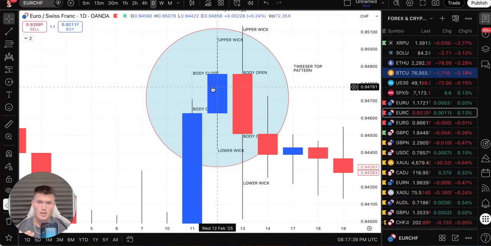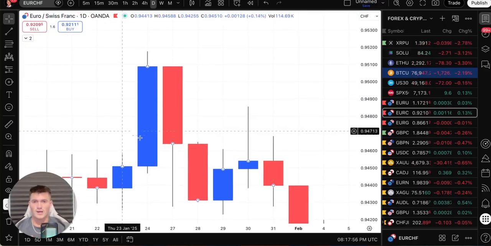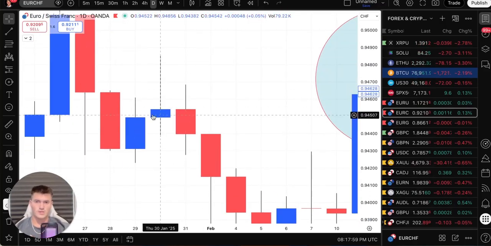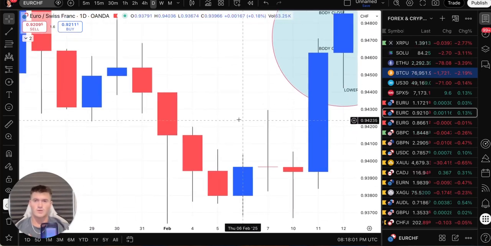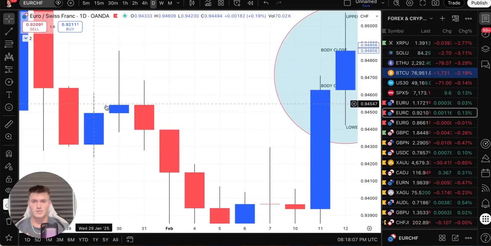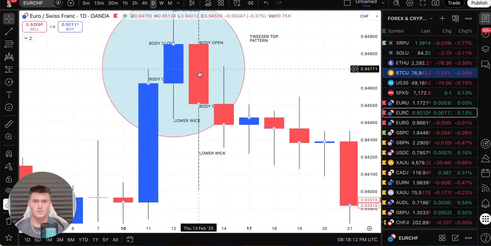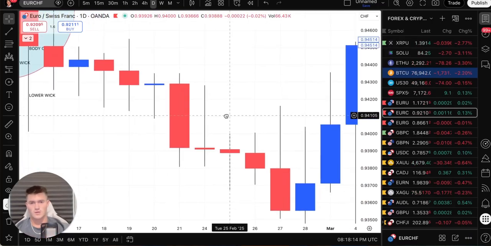I like to look for these a lot, especially when I'm looking to enter a trade. You can also find tweezer top or tweezer bottom patterns, reversal patterns, on the lower time frames to help you with your entry signals as well. We've got another one here. As you can see, price was going up, had a tweezer top here, and price continued to go down. Came back up, tweezer top, and then price had a drop.